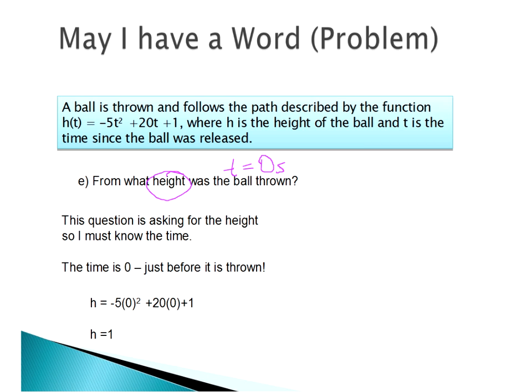In terms of the ones with the equations, those are a lot simpler, and because the equation's already given to you, I can ask you anything. Vertex, x-intercepts, y-intercepts. When is it going to be at this height? When is it going to be at that height? Et cetera, et cetera.